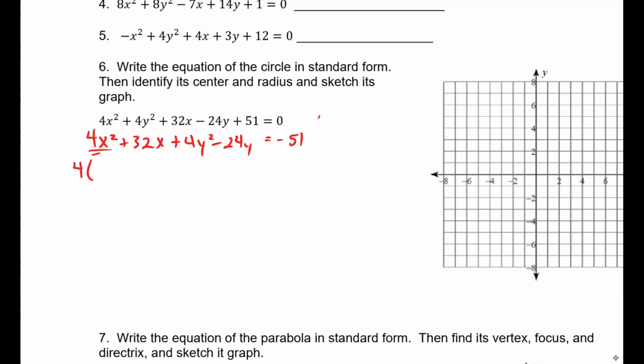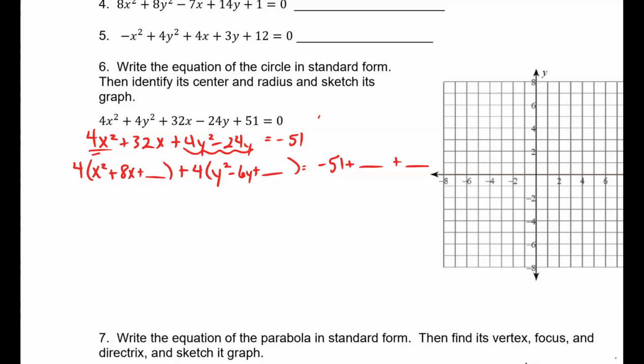So I get 4 times the quantity x squared plus 8x, plus blank. Then I do the same thing looking at the y. I have to have a 1 in front of the y squared, so I factor out a positive 4. So we get 4 times the quantity y squared minus 6y plus blank, equals negative 51, and we're going to add blank on the right with those.